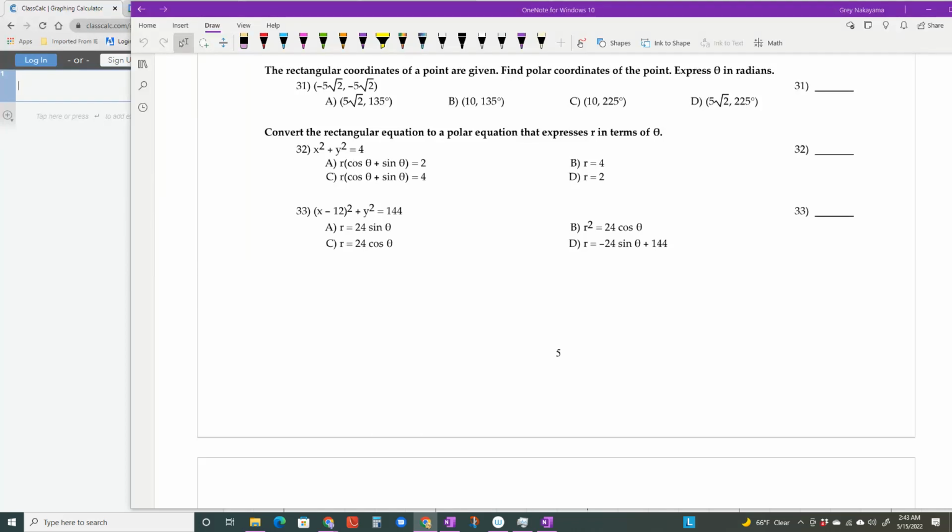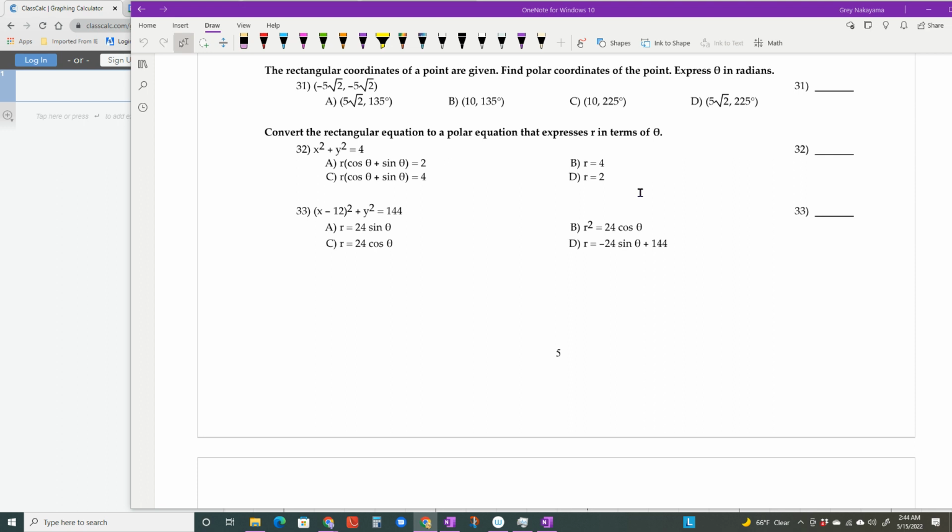Okay, this is second semester exam review part 2, which covers questions 31 to 60. Again, remember, I'm not teaching the material. I'm trying to help you get the correct answer in the most efficient manner.